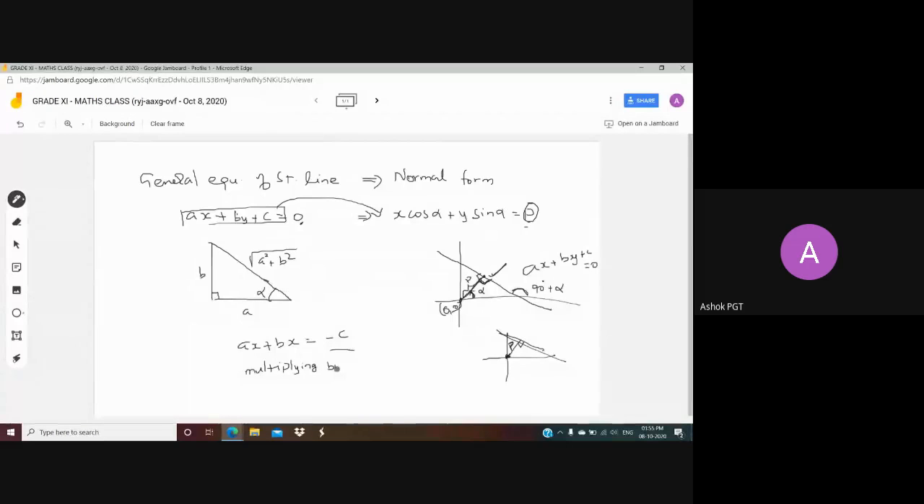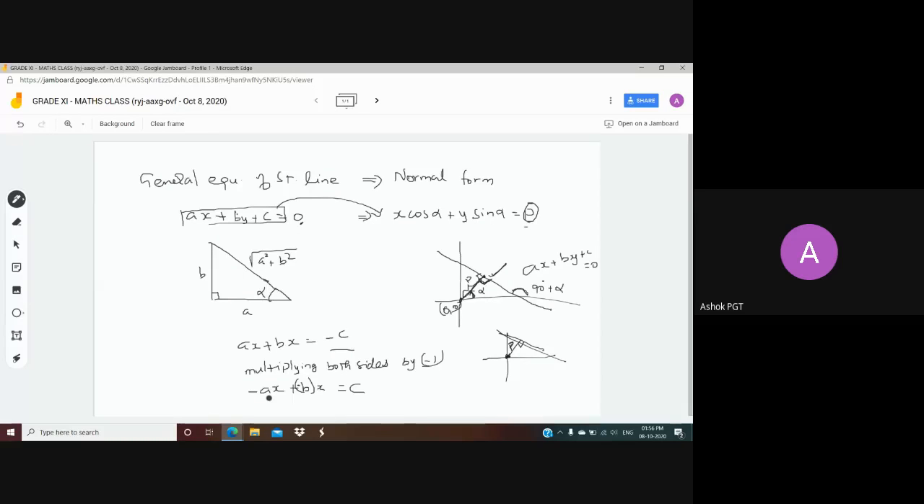Multiplying both sides by minus 1, we get minus ax minus by is equal to c. Students, are you clear till now? Yes, sir. Students, can you hear me or not?